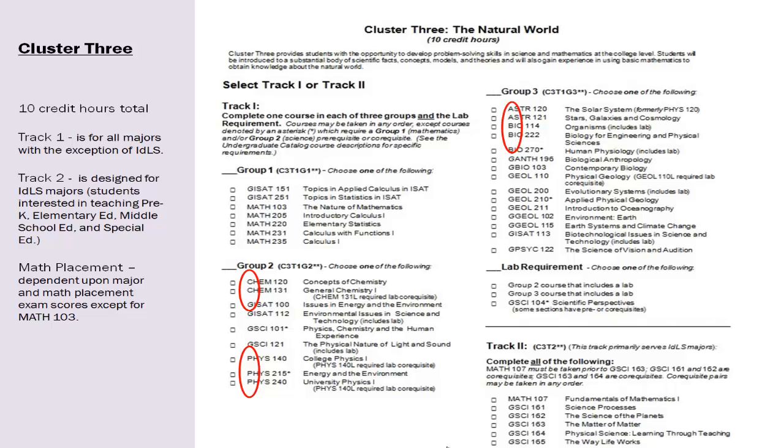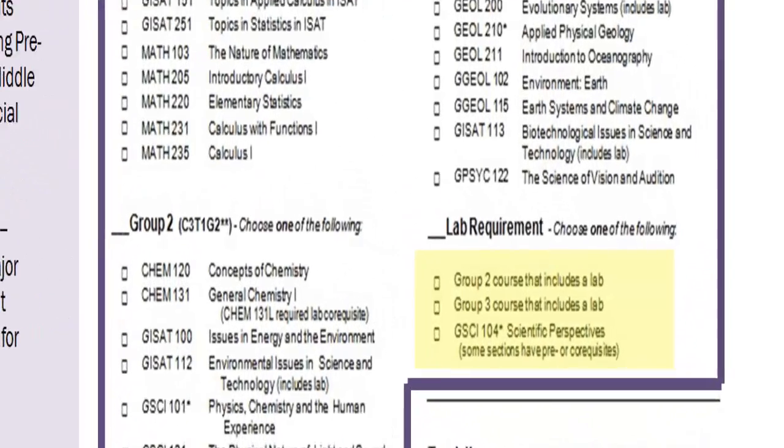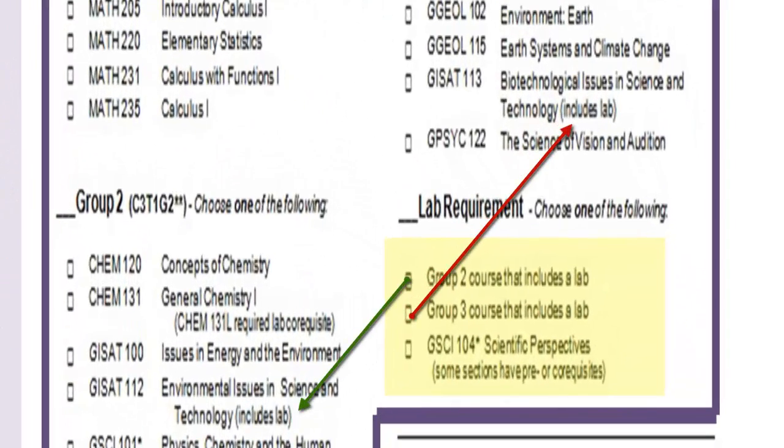There are two tracks in Cluster 3. The majority of students will take classes in Track 1, which apply to all majors except for teaching. In Track 1 there are 4 requirements. You may automatically complete the lab requirement, the fourth one, through coursework you take in Group 2 or Group 3.